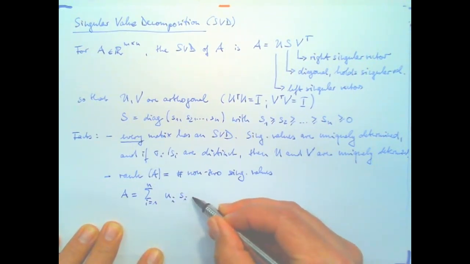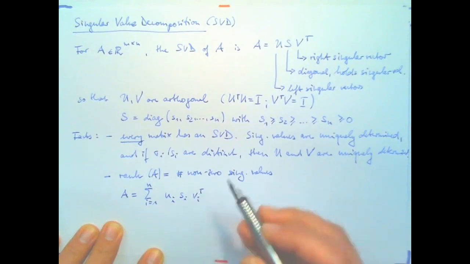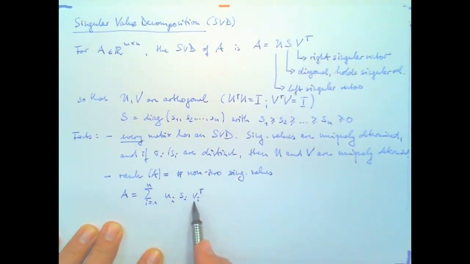So this is the ith left and right singular vector, and that is the ith singular value. And this is an outer product which has rank 1. And if I add 5 of these components up, then I have a rank 5 matrix.